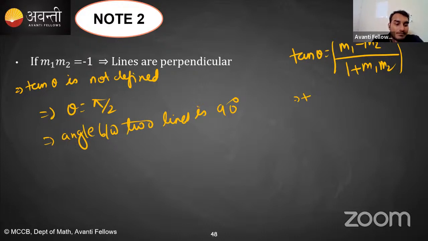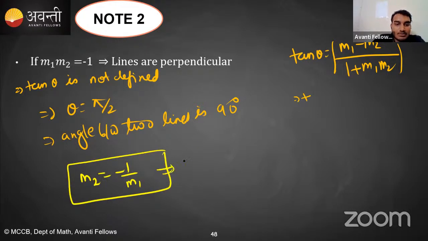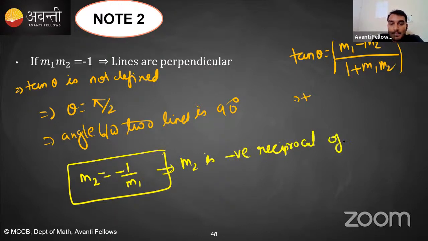Is this clear, everyone? So it means you can say that m1 m2 is -1, upon m1, right? So m2 is the negative reciprocal of m1. Clear? Is this clear? Is this clear, students?